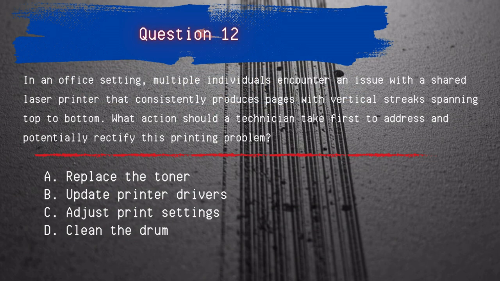Question 12. In an office setting, multiple individuals encounter an issue with a shared laser printer that consistently produces pages with vertical streaks spanning from top to bottom. What actions should a technician take first to address and potentially rectify the printing problem? A. Replace the toner. B. Update the print driver. C. Adjust print settings. Or D. Clean the drum.